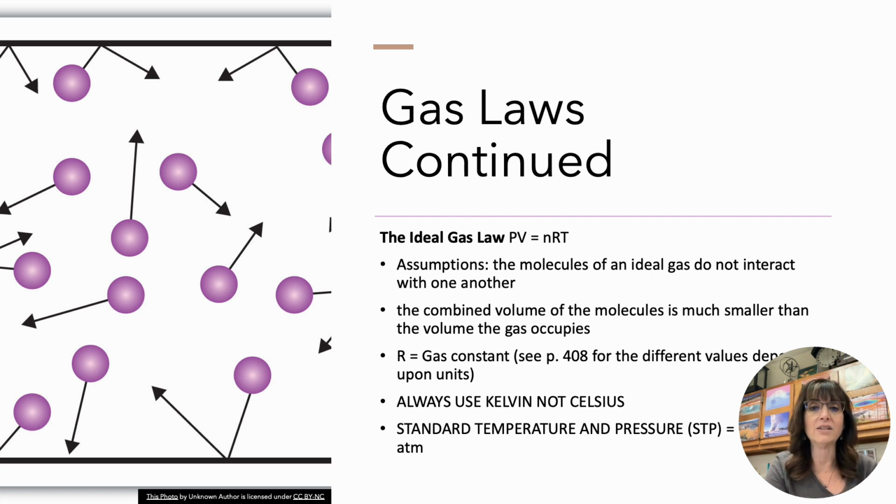The assumption with the ideal gas law is that gases are behaving ideally. They don't interact with one another. Their volume is so small that we claim they don't take up space, which obviously isn't true. By the way, page 408 is where all those different R values are. And we also do standard temperature and pressure, as you can see on this screen.